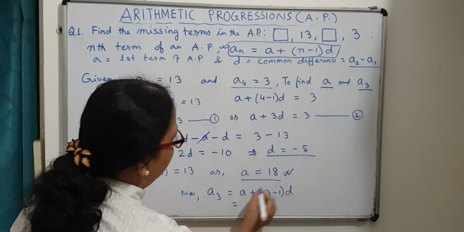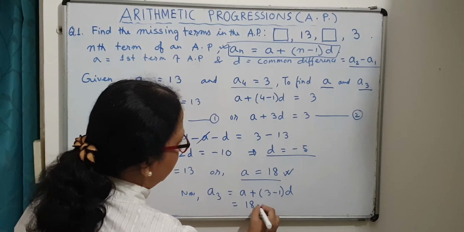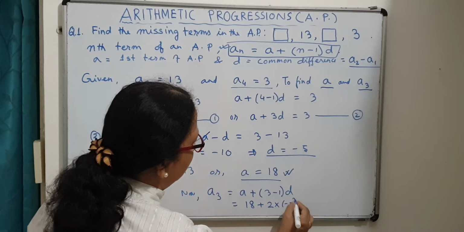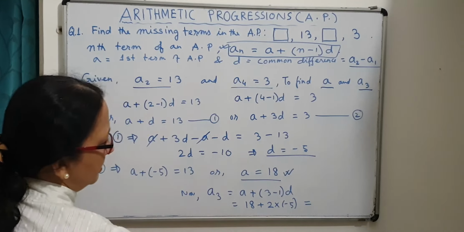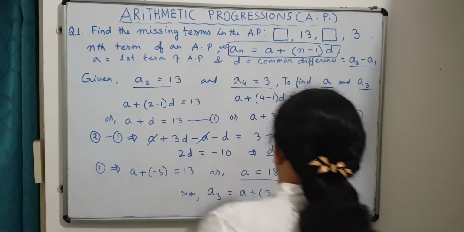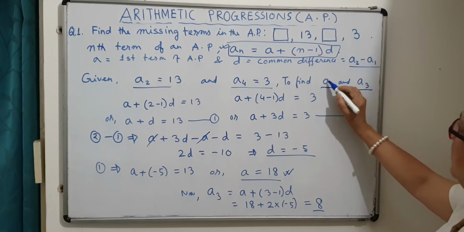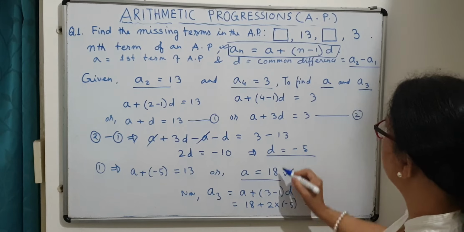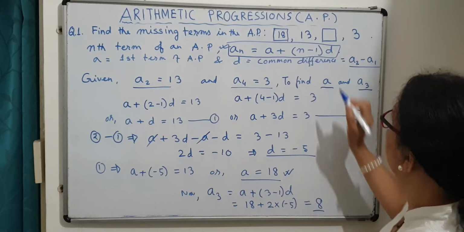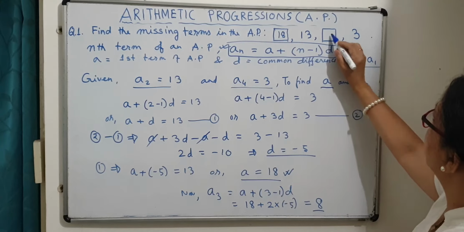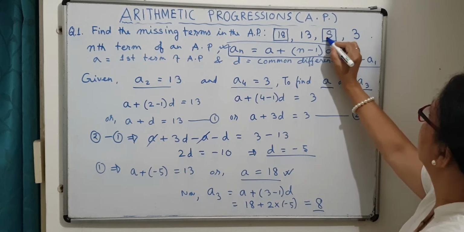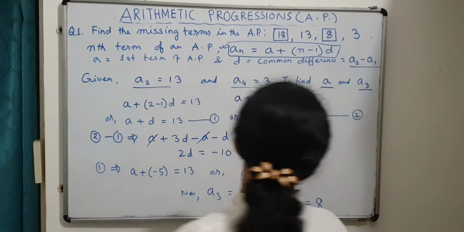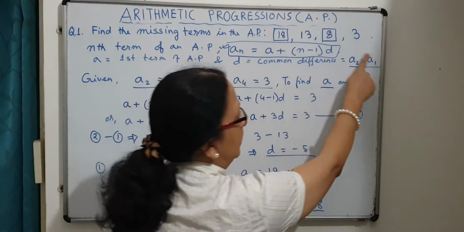So the a value is 18 plus 2, and d was minus 5, into minus 5. So this will give you 18 minus 10, so 8. So this was the first term, and here I can fill in the blanks: a was 18, and the third term a3 came out to be 8. So these are the answers. Now, as you see, d was negative, minus 5, so the terms are decreasing.